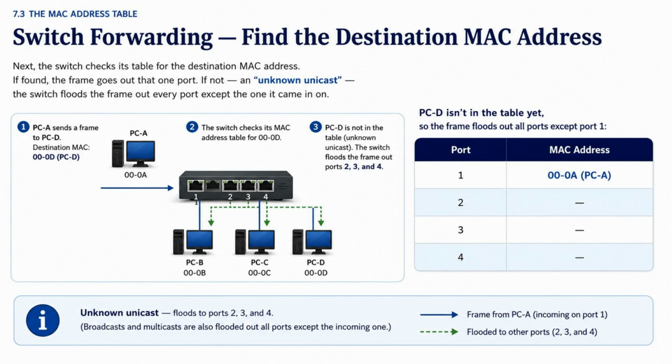PCD isn't in the table yet, an unknown unicast, so the switch floods the frame out every port except the one it arrived on, ports 2, 3, 4. Note broadcasts and multicasts get the same flooding treatment, always out every port except the incoming one.